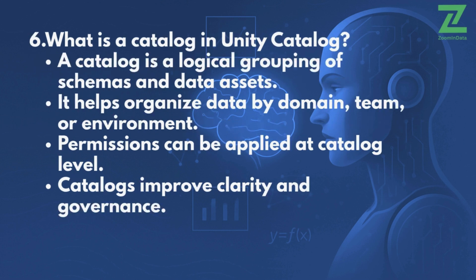What is a catalog in Unity Catalog? A catalog is a logical grouping of schemas and data assets. It helps organize data by domain, team, or environment. Permissions can be applied at catalog level. Catalogs improve clarity and governance.